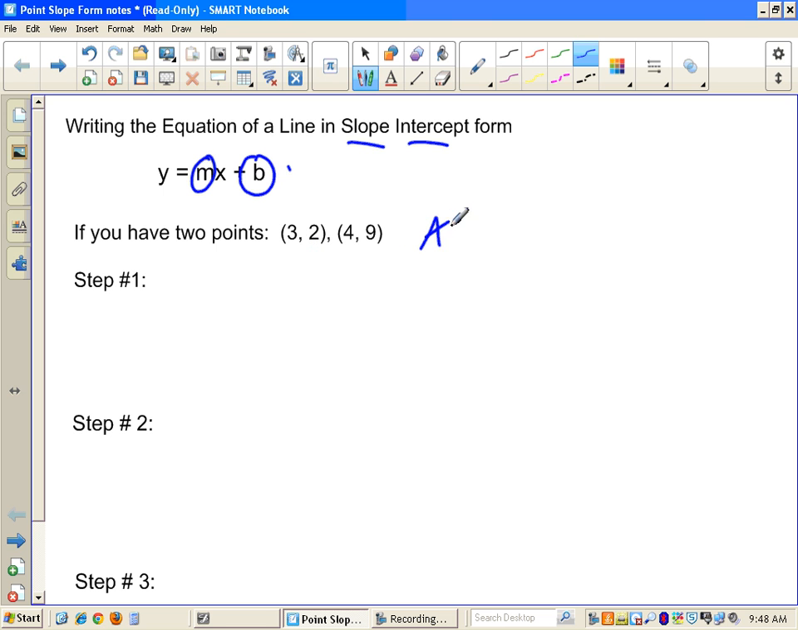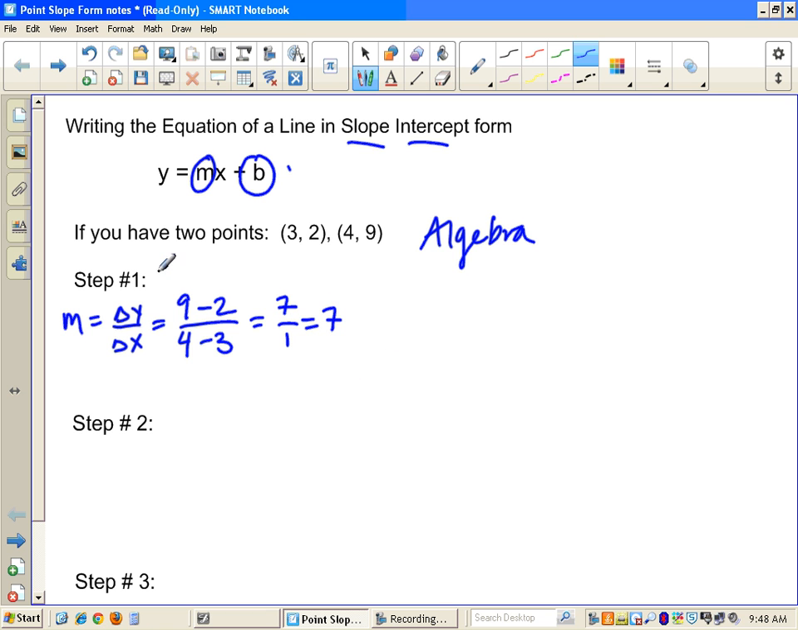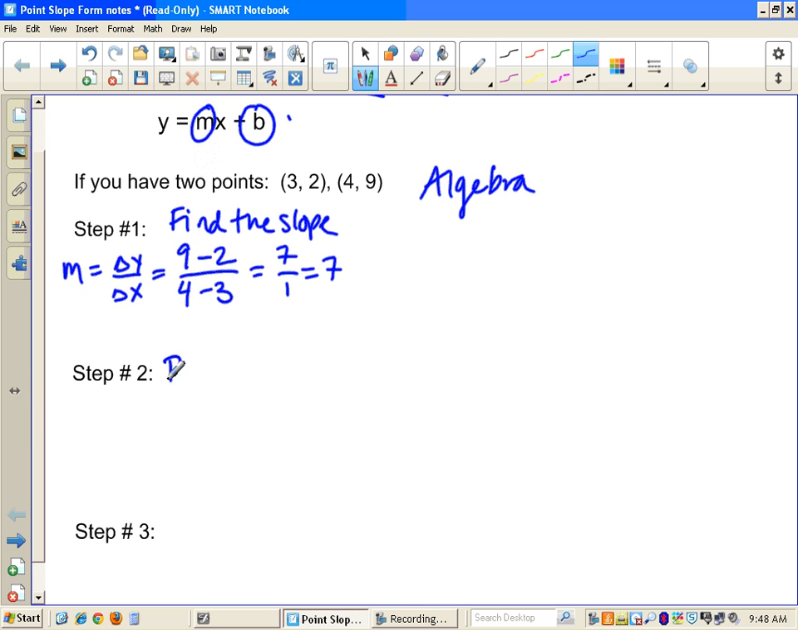If we want to use algebra or algebraic reasoning, if we have 2 points, obviously the first thing is to find the slope. So we do the change in y over the change in x. And so we're going to do 9 minus 2 over 4 subtract 3, which is going to be 7 over 1, or just 7. Once you find the slope, so step 1 was find the slope. Step 2 is to plug the slope and x and y into y equals mx plus b.